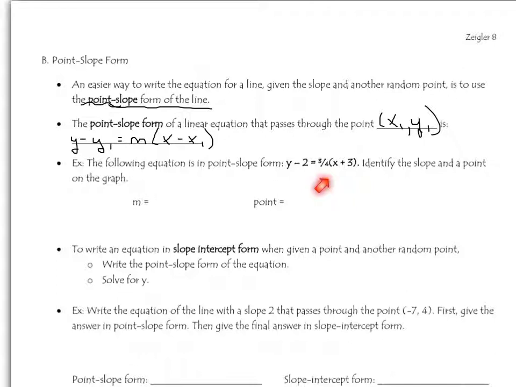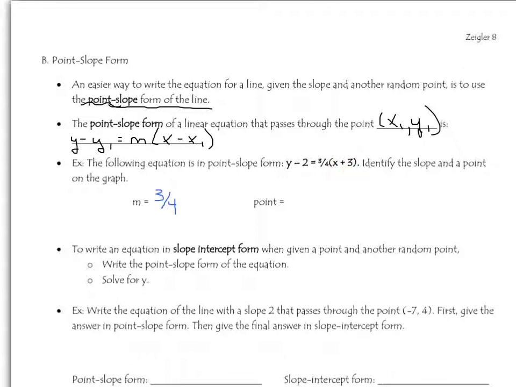It means you can compare this form of the equation to this, and you can find out what m is and what the point is. So looking at this, you see y minus y1, y minus 2, so 2 is equal to y1, and then m equals 3/4, so m is 3/4, and then it says x minus x1. Well, here it says x plus 3, so that's not quite right.